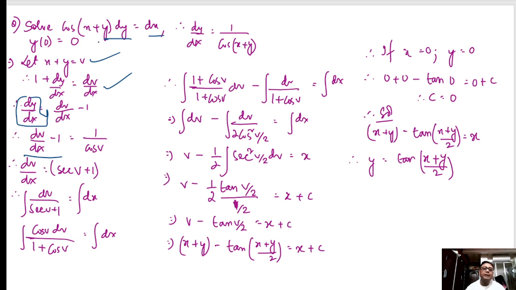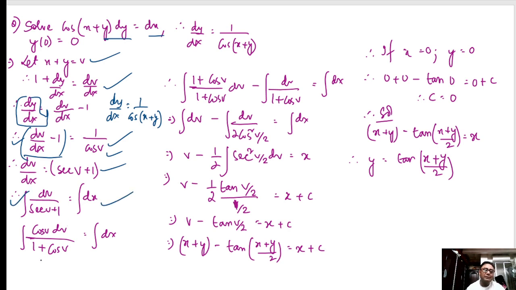So from here what do we get? It will become cos v, so dy by dx will be 1 by cos v. Please see here, dy by dx is actually 1 by cos of x plus y. This is the dy by dx, 1 by cos v, where v is x plus y. So plus 1 minus 1 comes on this side, so sec v plus 1. And now we separate the dv and the dx and give the integration sign.